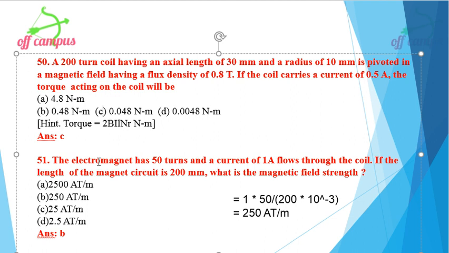Then this is the last question in this session, 51. The electromagnet has 50 turns and a current of 1 ampere flows through the coil. If the length of the magnetic circuit is 200 millimeter, what is the magnetic field strength? Magnetic field strength, what is the unit? Ampere turns divided by meter. So 1 into 50 divided by 200 into 10 power minus 3. By resolving we will get 250 ampere turns per meter. Option B is the right option.